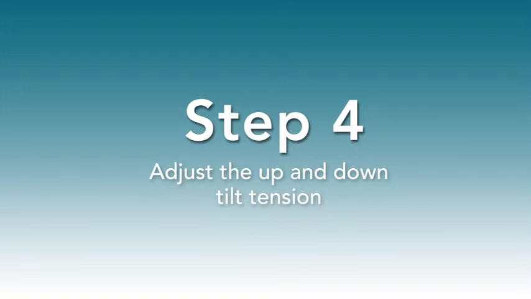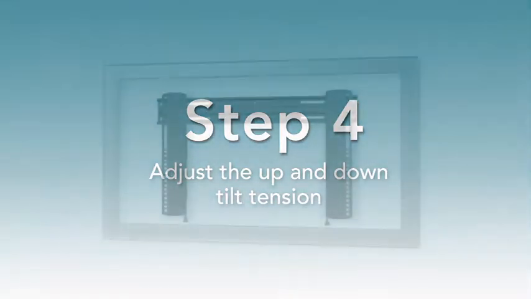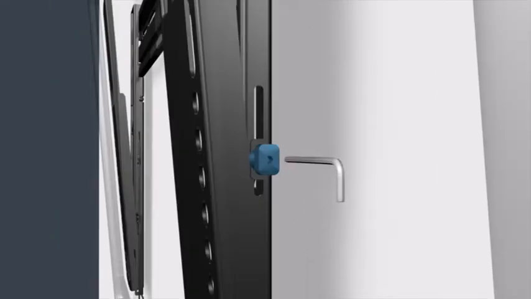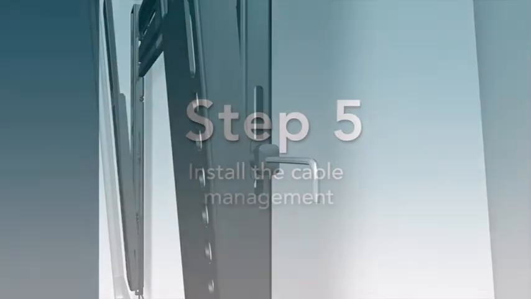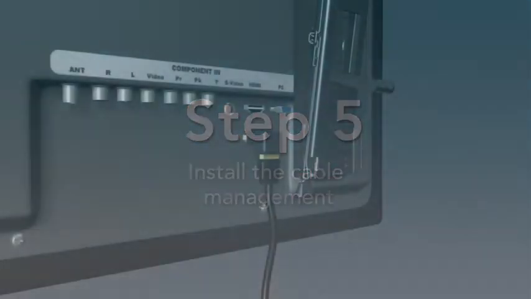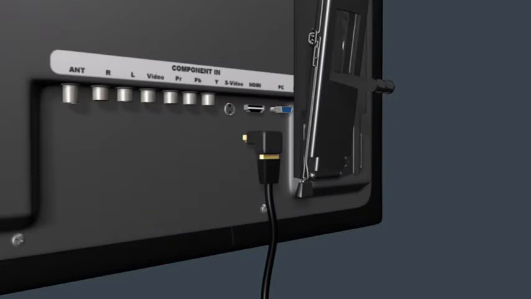Step 4. Adjust the up and down tilt tension. To adjust the up and down tilt tension, use the hex key to tighten or loosen the tension knob on the TV bracket. Step 5. Install the cable management. Please note, if the input-output connection panel is located on the back of your TV and points towards the wall, use the 90-degree HDMI adapter to prevent cable bending or pinching.